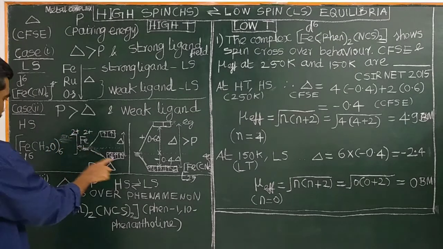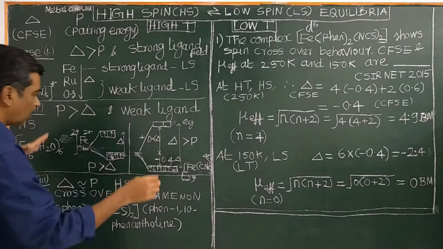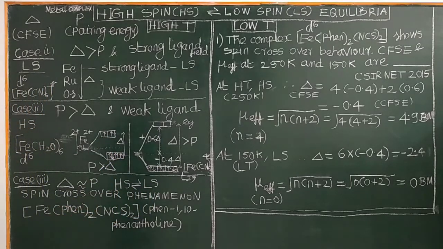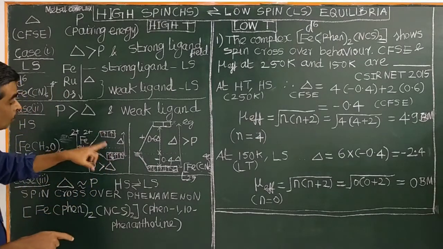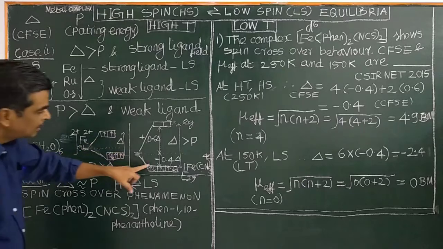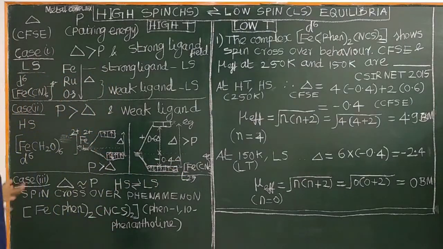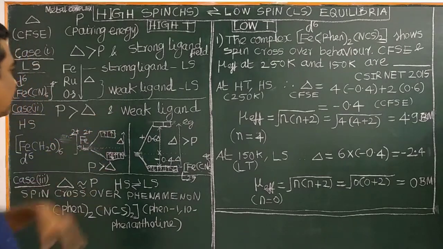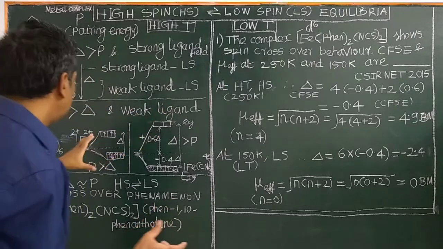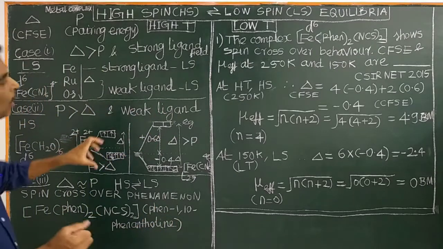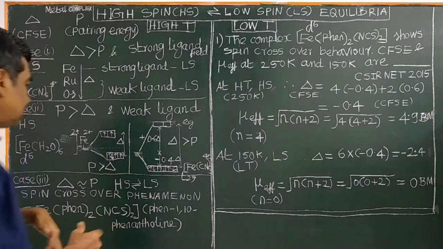You add 1, 2, 3, 4, 5 first according to Hund's rule of maximum multiplicity, and then you add one more electron here. Therefore, there are 4 unpaired electrons. Here there are no unpaired electrons. Here there are 4 unpaired electrons because the pairing energy is greater than the crystal field stabilization energy, and also in the weak ligand field the crystal field splitting is very, very small. So the pairing energy is greater than CFSE.